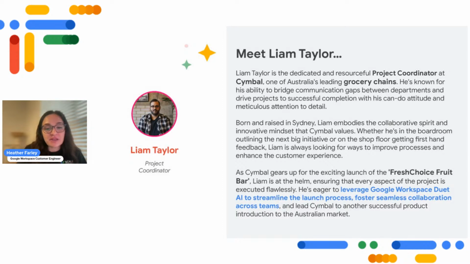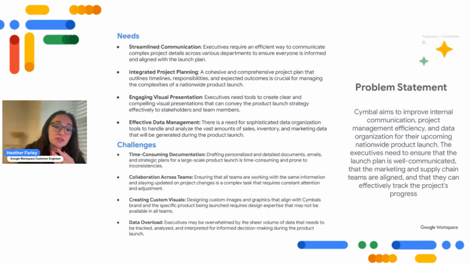Liam is going to be the lead coordinator in the launch of Fresh Choice Fruit Bar, so he has to use Google Workspace, Gemini to be able to streamline the launch process, foster seamless collaboration across teams, and of course, lead his organization to a successful launch. Liam has a lot of needs here.